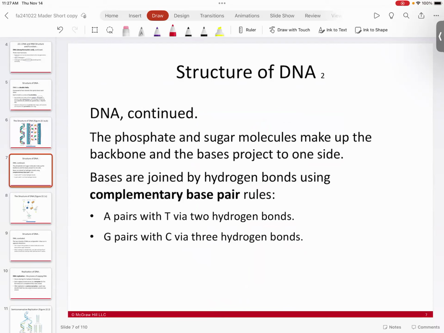The sugar-phosphate backbone is kind of like the rails of the ladder themselves. The base pairs are complementary, paired to each other with hydrogen bonds. For instance, A's and T's will pair together with two hydrogen bonds, and C's and G's will pair together with three hydrogen bonds.